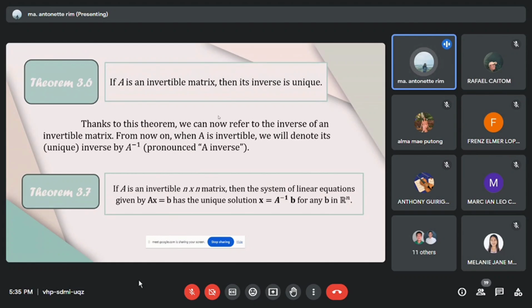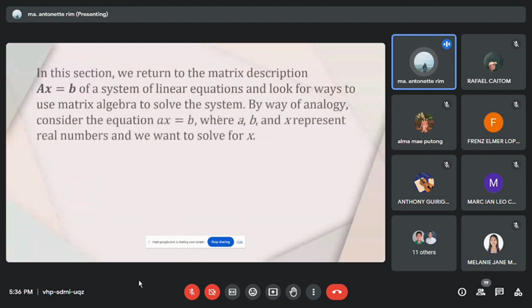Okay, theorem 3.7. If A is an invertible n by n matrix, then the system of linear equations given by AX equals B has the unique solution X equals A inverse times B for any B in R. Okay, so unsay pasabot ani? In this section, we return to the matrix description AX equals B of a system of linear equations and look for ways to use matrix algebra to solve the system.